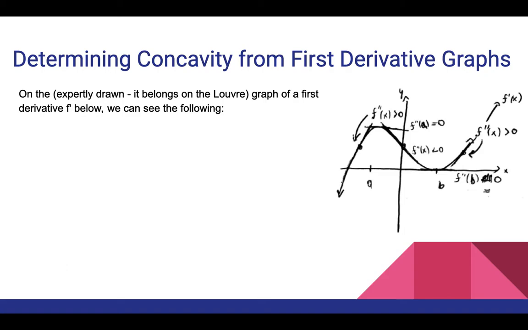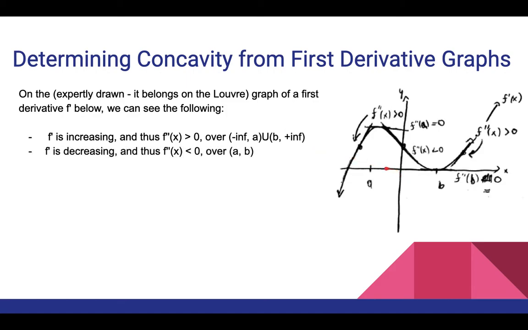So let's take a look at an expertly drawn curve right here of a first derivative to see how we can apply this. So we see right here we're going to have two possible inflection points: x equals a and x equals b. So what we can see right here is that our first derivative is increasing from negative infinity to x equals a, and also from b to positive infinity. So that indicates the slope of our tangent line to the first derivative is positive over those intervals, and hence the second derivative is positive over those intervals, from negative infinity to a and b to positive infinity.